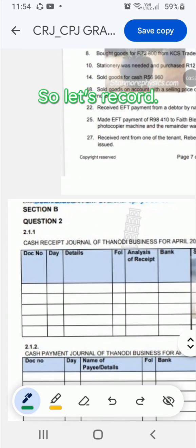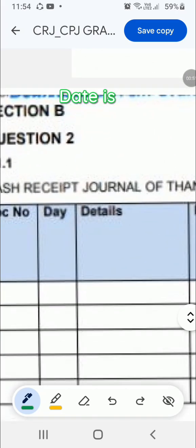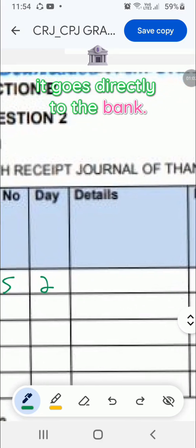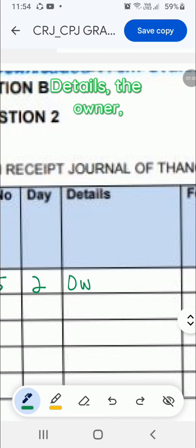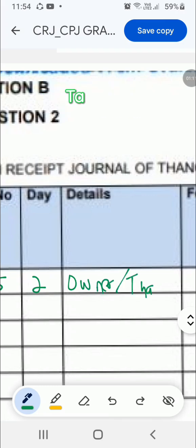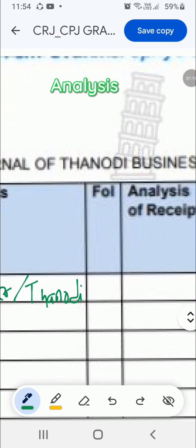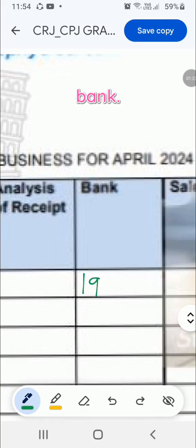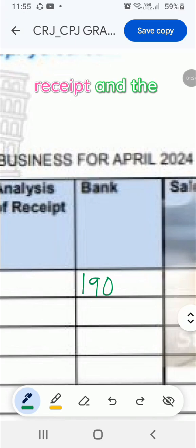So let's record. Date is 2. Document. This is a document, not a slip. It goes directly to the bank. Details is the owner. You can write the name, Tanodi. Analysis of receipt, no. So this one goes straight to the bank. You'll see the difference between the transactions that are recorded in the analysis of receipt and the ones which are not.